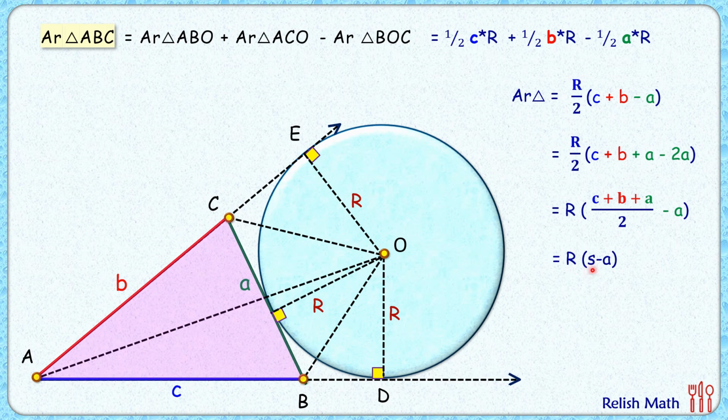So it's R times S minus A, and R, the radius of the excircle, is the area of this given triangle ABC divided by S minus A, and that's our answer.